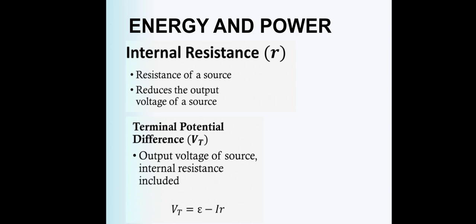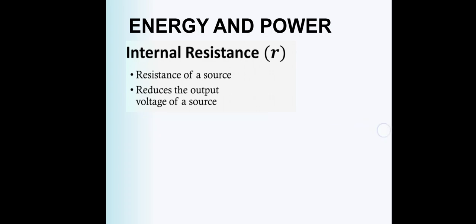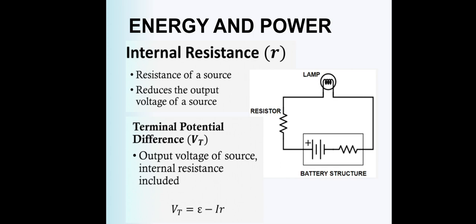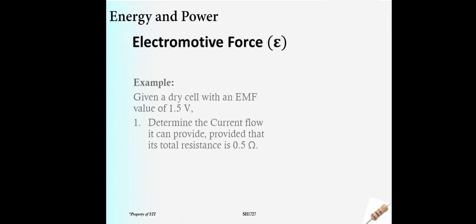And meron din siyang specific na formula. So, V sub T is equal to epsilon minus IR. So, dinerive lang siya, no, dito from our given problem. Okay? So, ayan siya. So, let's have an example.